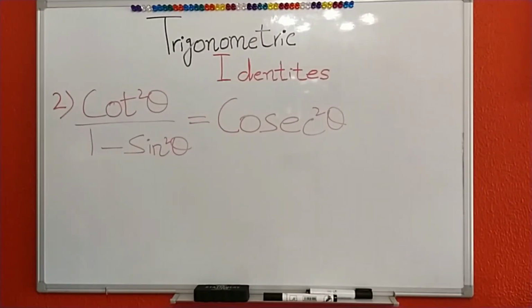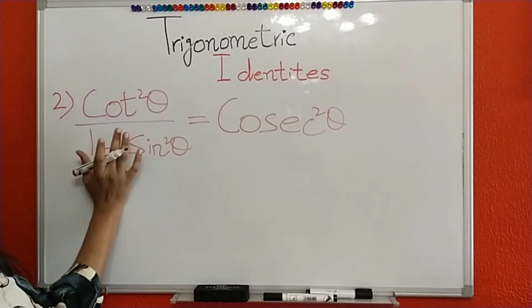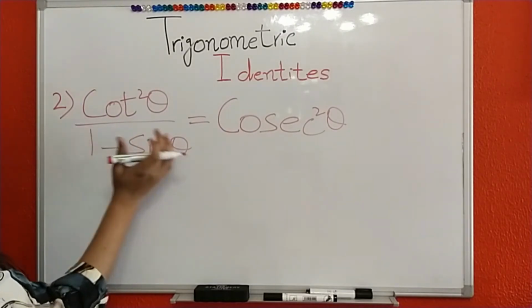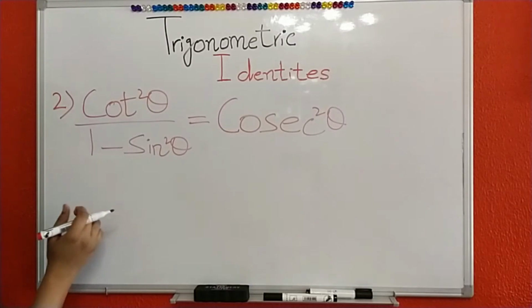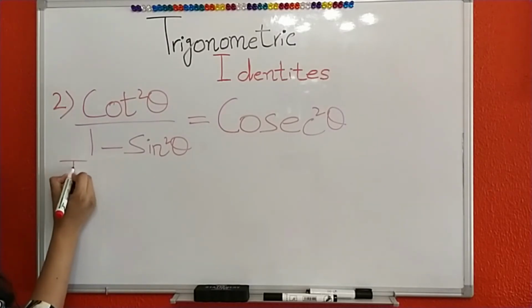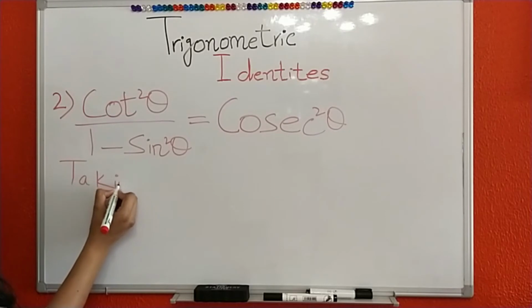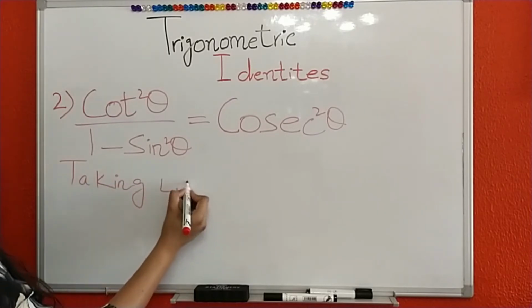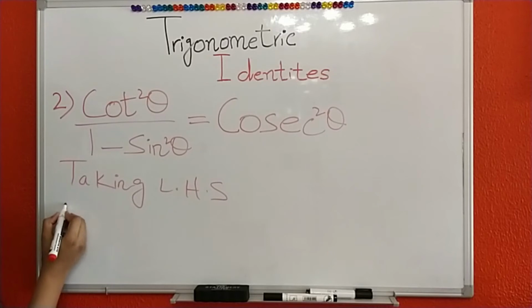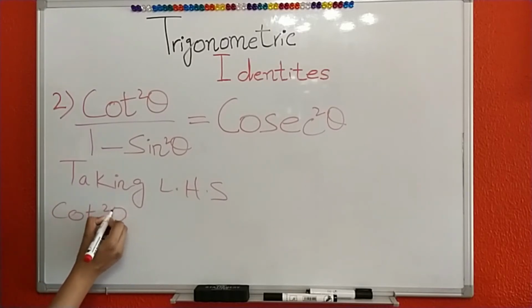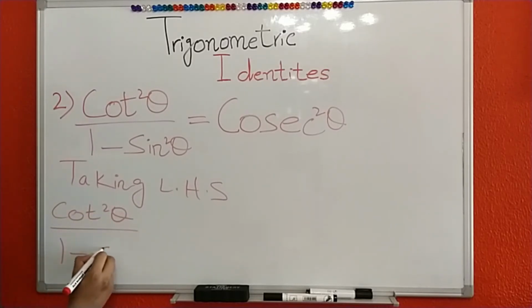Now students, I have a question here. Cot² theta over 1 minus sin² theta is equal to cosec² theta. I need to convert this side into cosecant square of theta. So what I will do, I'm just taking the left hand side, cot² theta over 1 minus sin² theta.